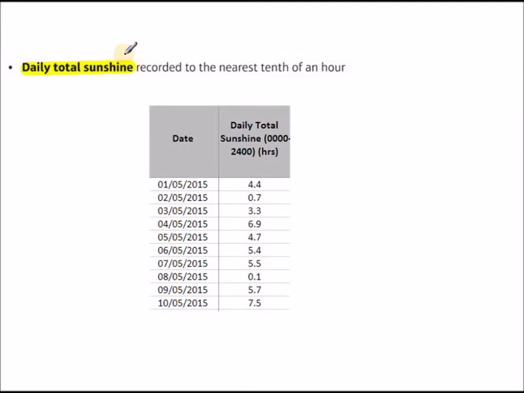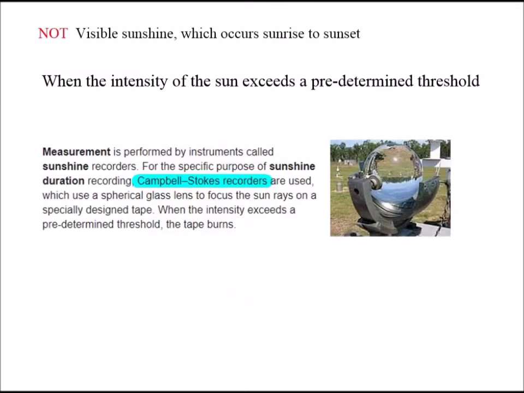Total sunshine hours. So again, we have numerical data, and this is not visible sunshine hours, so it's not the number of hours between sunrise and sunset. Sunshine hours are actually measured by looking at the intensity of the sun, and when it exceeds a certain threshold, then those particular hours are counted as sunshine hours. And here is some information on how sunshine hours are measured. Again, you don't need to know this for exam purposes.